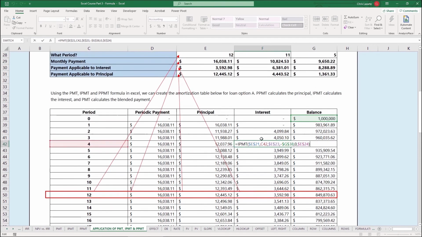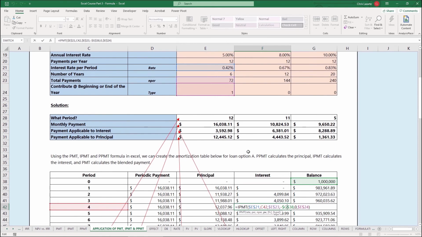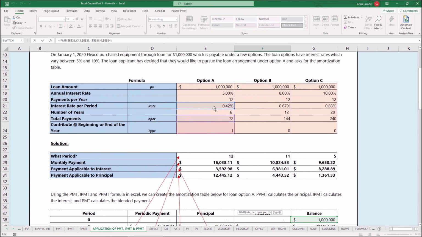For the interest calculation, I run a similar formula using the IPMT formula. And again, I'm referencing the period in question, in this case, C42, which is payment period 4, and the present value of $1 million. The rest of the metrics that I'm referencing for option A, i.e. the interest rate per period, the total payments, and whether or not the payment is made at the beginning or the end of the period, I'm referencing that as well.